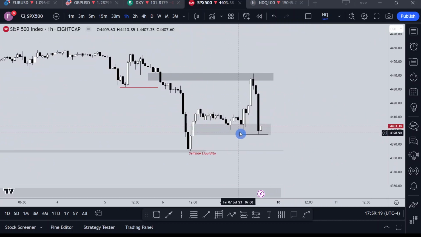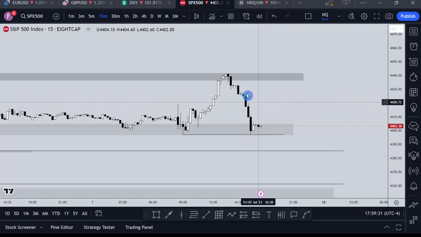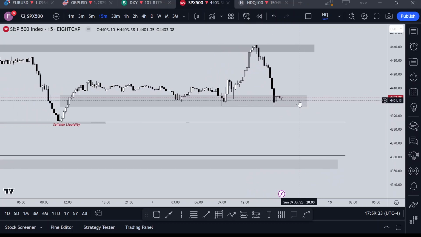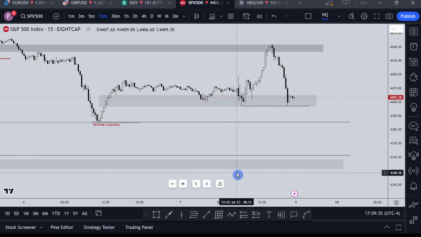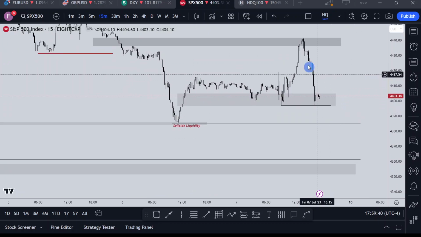Price could also just hold a little bit around here, give a pullback into premium in regard to this range, into a 15-minute fair value gap somewhere here or here, give a market structure shift during the Q zone, and then sell off to attack the sell side liquidity zone. So I'm looking for lower prices on S&P.